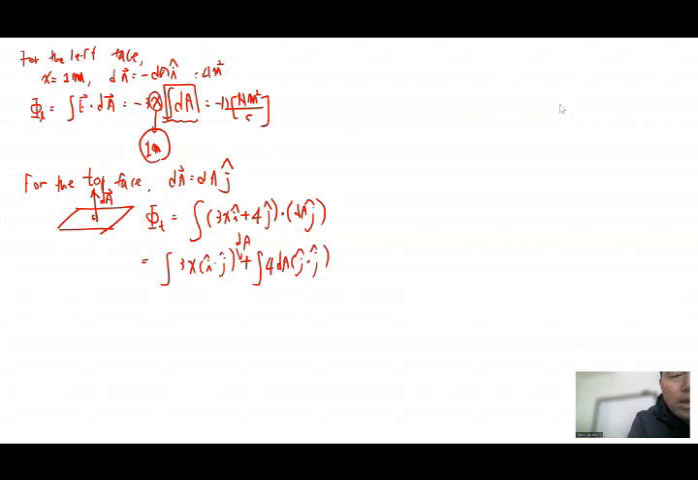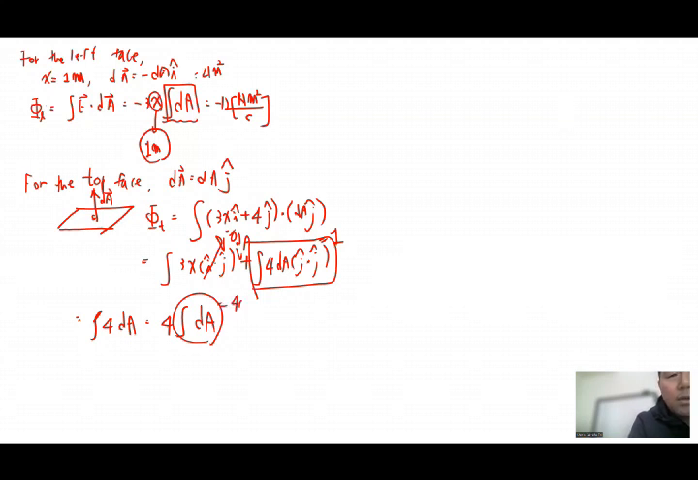So i dot j equals 0, and j dot j equals 1. That leaves only the integral of 4 dA. The 4 can come out of the integral as it is just a number. Here the integral of dA is the area of the top surface, which is still 4 meter squared. So the total flux out of that face of the Gaussian cube is 16 newton meter squared per coulomb.